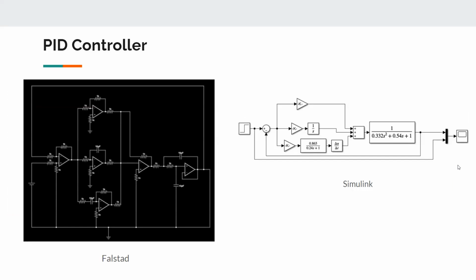The PID controller is similar to the PI, but the difference is we added a new component. It is the derivative one. So in Volstad, like we see, and in Simulink, like we see, we added a new component.